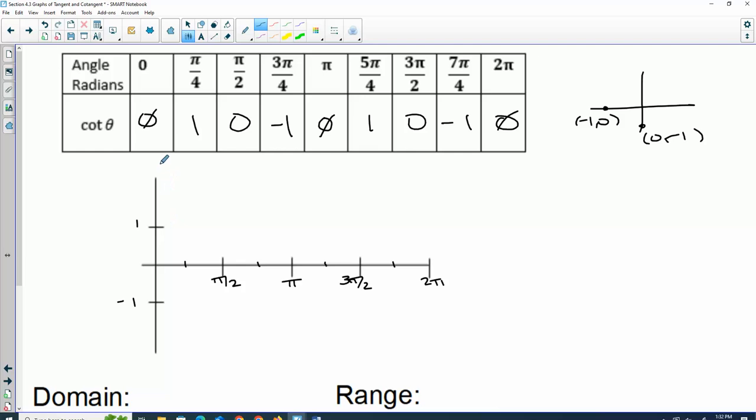so at 0 is undefined. So we start with a vertical asymptote. At pi over 4 we get 1. Pi over 2 is 0. 3 pi over 4, negative 1. Pi is an asymptote. 5 pi over 4 is positive 1. 3 pi over 2 is 0. 7 pi over 4, negative 1. 2 pi is another asymptote.